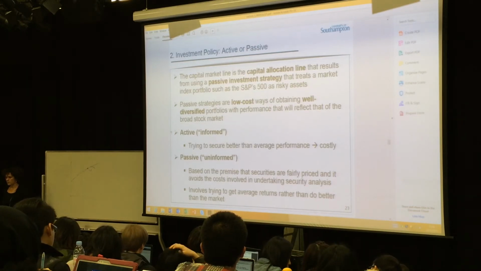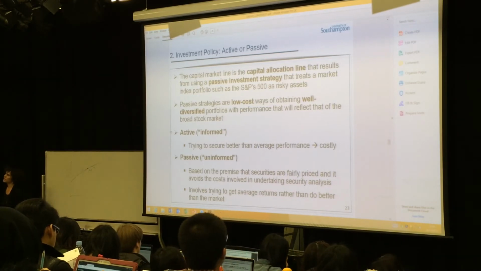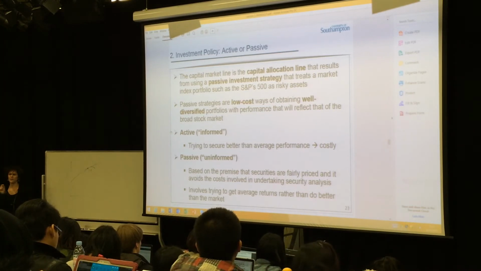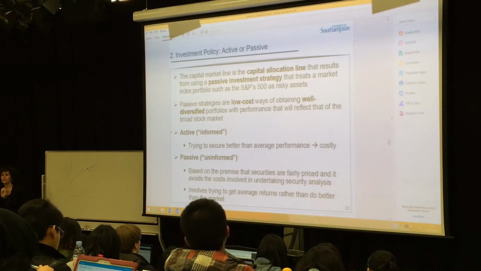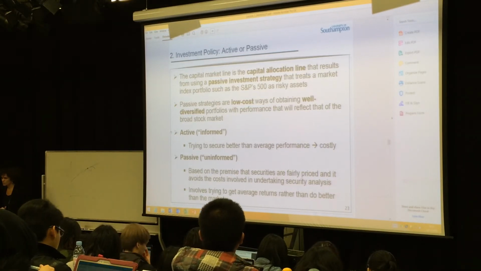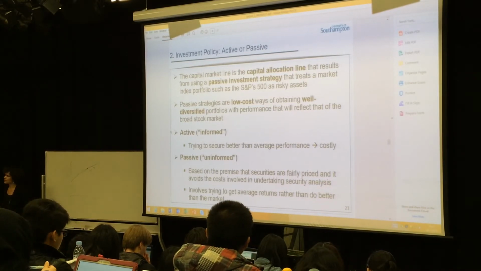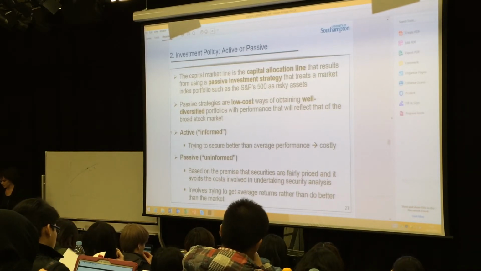In the first class, I explained what active and passive strategies are. Here, since the investors put the money in the market portfolio, which should be highly diversified, they follow a passive strategy. The assumption is that all the securities are fairly priced, so there is no possibility to gain very much.